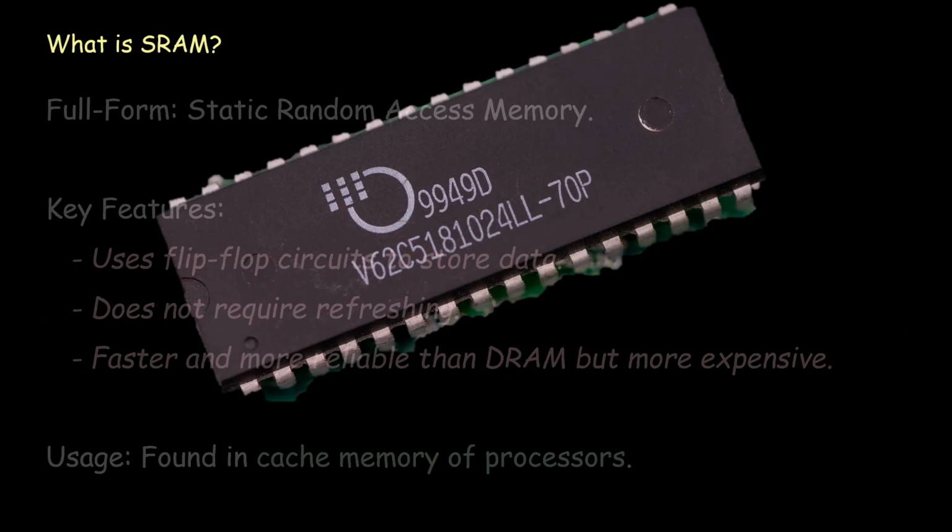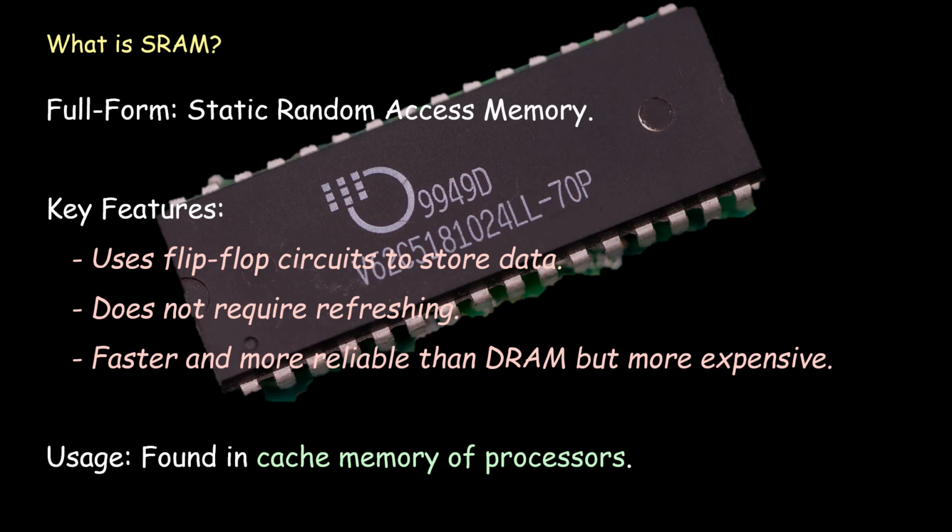What is SRAM? SRAM stands for Static Random Access Memory. It is a type of memory used in computers. Unlike DRAM, which needs to be constantly refreshed, SRAM uses flip-flop circuits to store data. These circuits hold data as long as the power is on without needing to refresh, making SRAM faster and more reliable than DRAM. SRAM is mainly used in the cache memory, which is small, super-fast memory located near the CPU. It stores data that the CPU needs frequently so it can access it quickly, speeding up the computer.